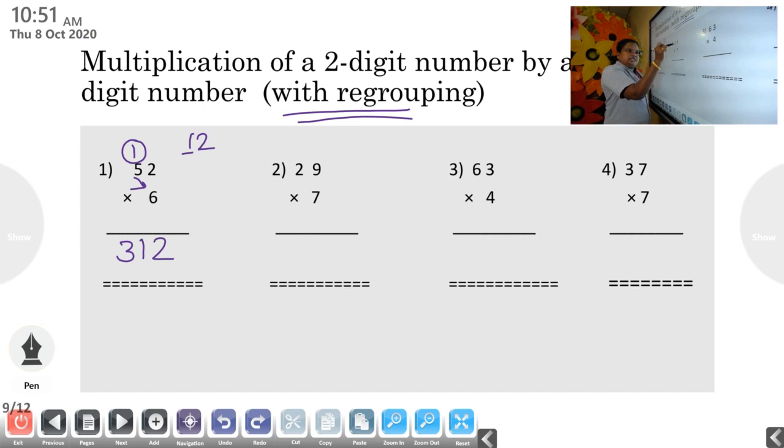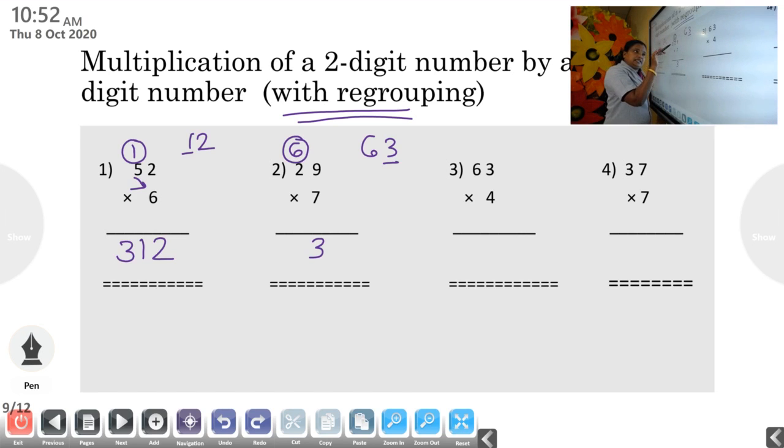First multiply the ones place by 7. 9 sevens are 63. Write 3 in the ones column. Then carry over 6 in the tens column.